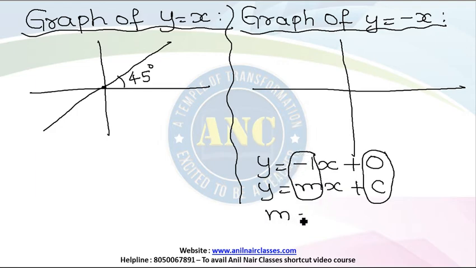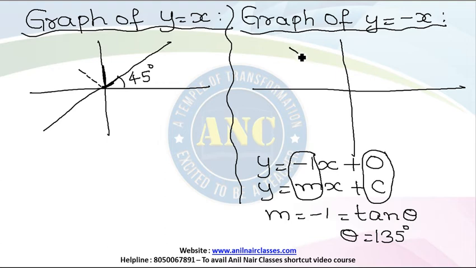m is equal to minus 1, and m is nothing but slope. tan theta is equal to minus 1. Theta will be 135 degrees. That means this is 45 degrees, this is 90 degrees, and 135 degrees will be like this. That means y is equal to minus x is also a straight line passing through origin, making an angle of 135 degrees with respect to positive x-axis. These are all very easy to understand, sir. Please do not make it complicated.